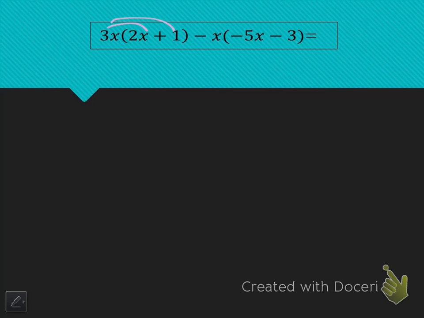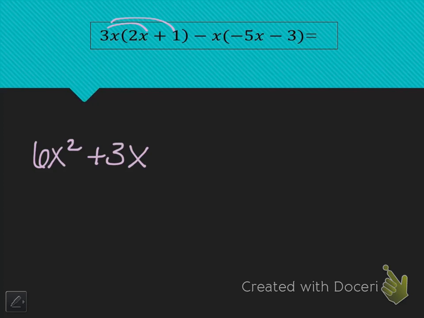Okay, so let's distribute this first one. So 3x times 2x is 6x squared. 3x times 1 is going to be plus 3x. Okay, now we have this negative sign. So we got to distribute it. So I'm going to distribute.